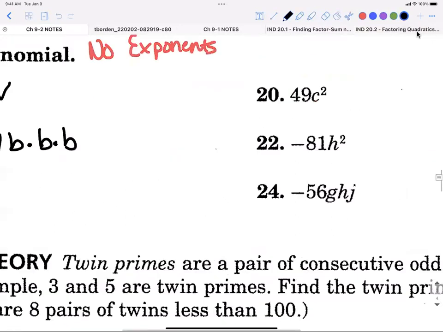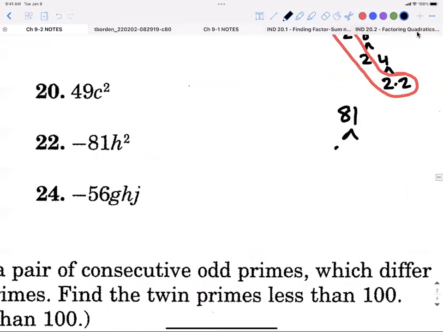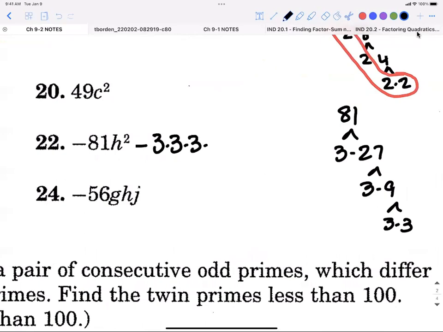If it's a bigger number like 81 and you're not sure, factor it. 3 times 27, 3 times 9, 3 times 3. So the factors are, I need a negative, 3 times 3 times 3 times 3 times h times h, right? Because it's 2 h's.